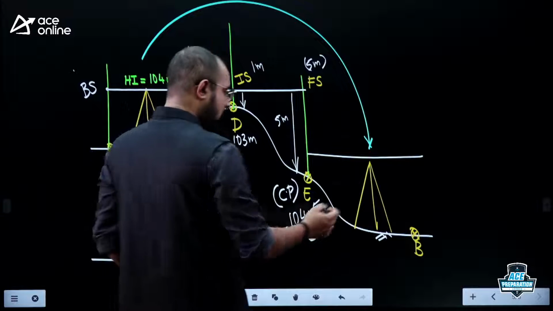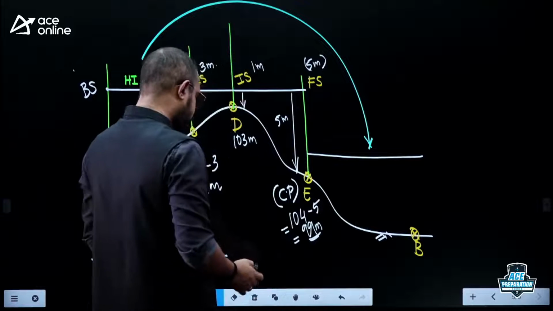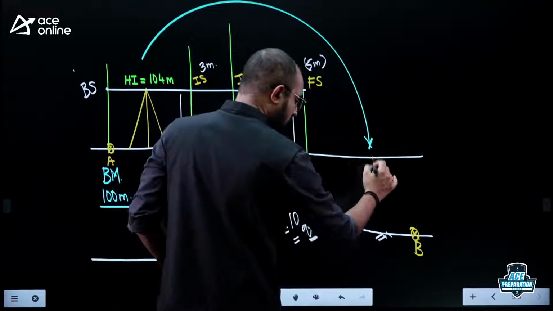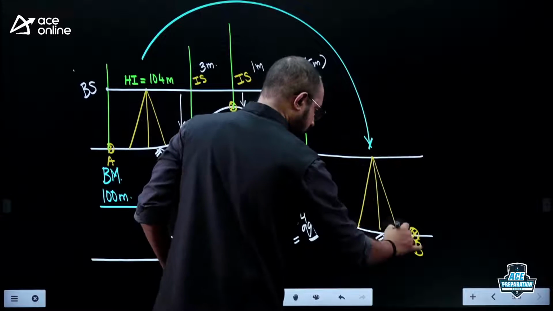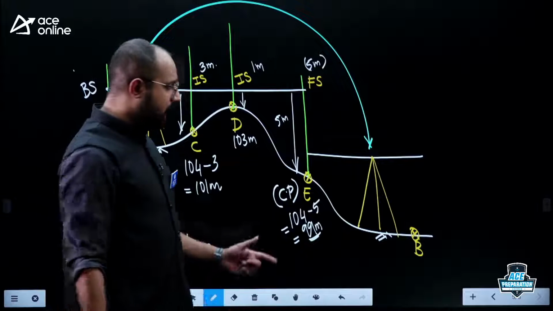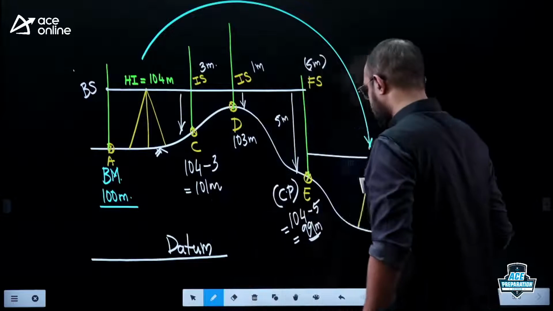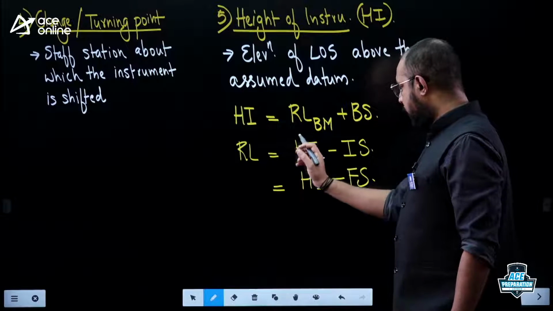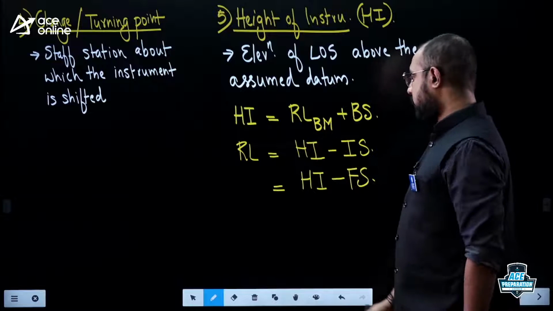But tell me, do you know the height of the instrument now? No, you don't, because the instrument has shifted, so the new height of the instrument I don't know. But we know the formula to calculate height of the instrument, yes or no? What is the formula? Reduced level of benchmark plus backside.